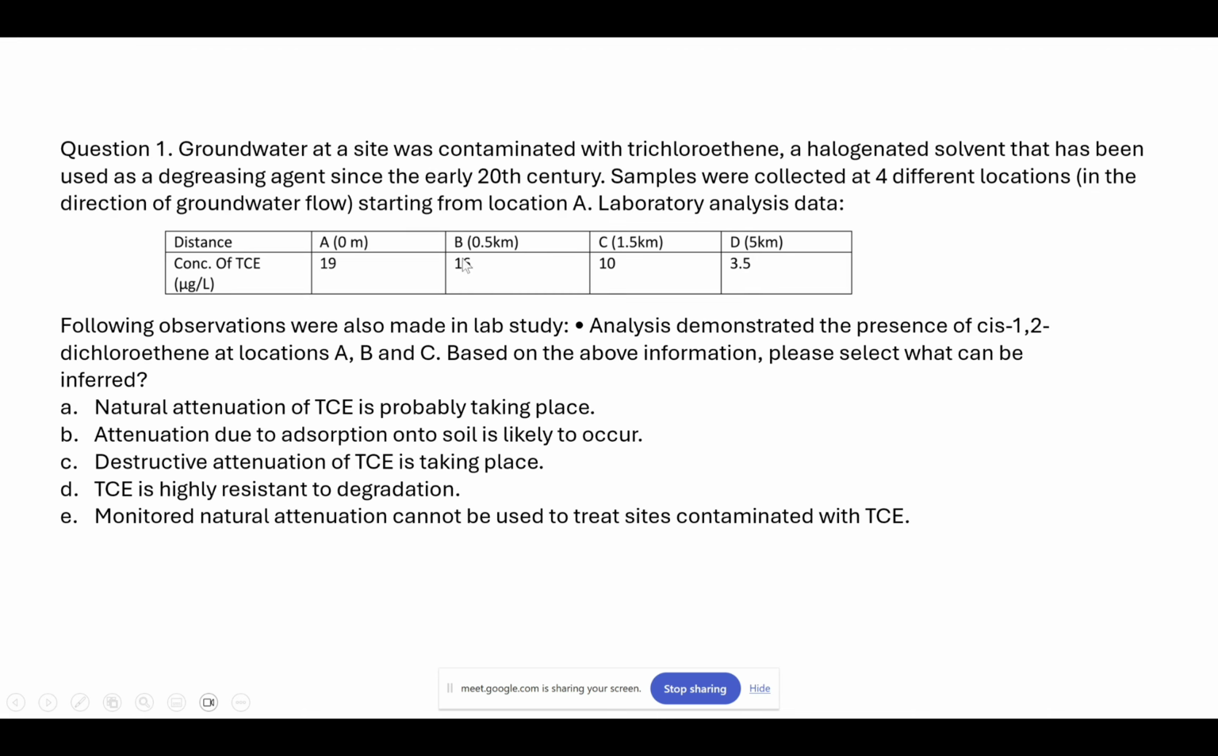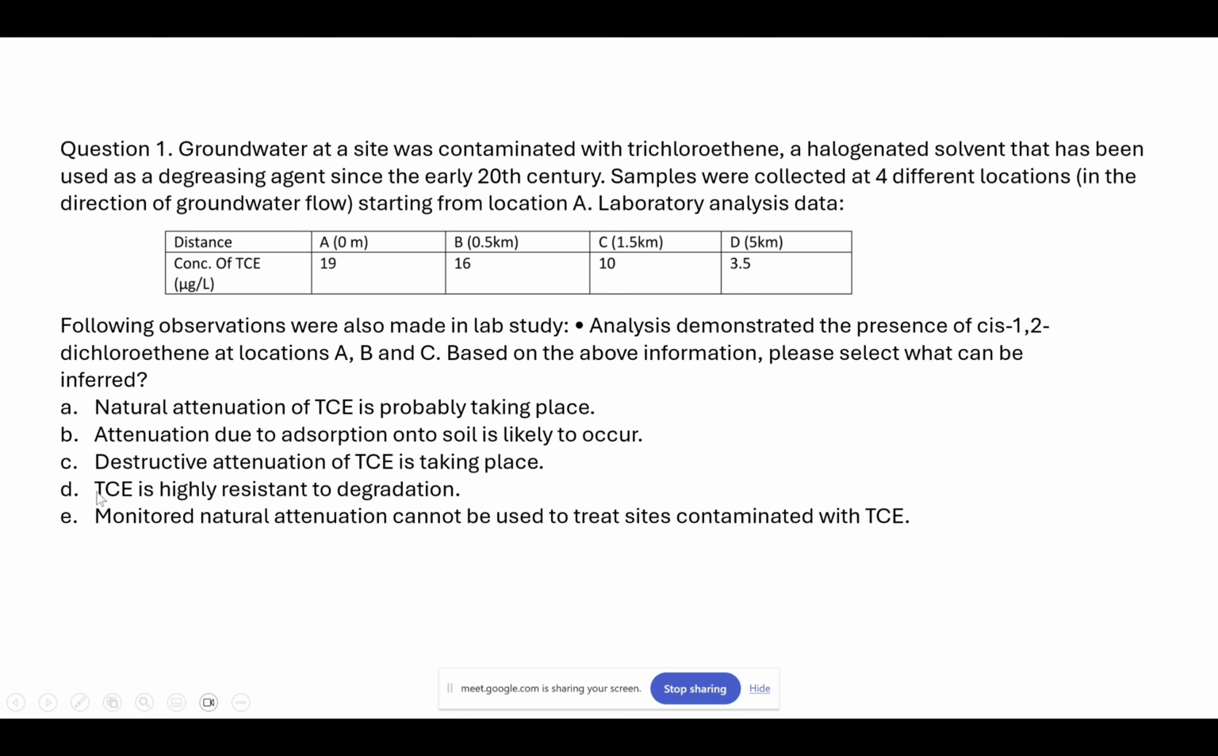Because we can see that the concentration of TCA has decreased, there is a chance that adsorption of the TCA on soil is taking place. Option C is: destructive attenuation of TCA is taking place. This is also correct because here we can see that TCA has converted to cis 1,2 dichloroethene. So conversion of TCA from one form to another is taking place. So this is the destructive attenuation. So option C is also correct.